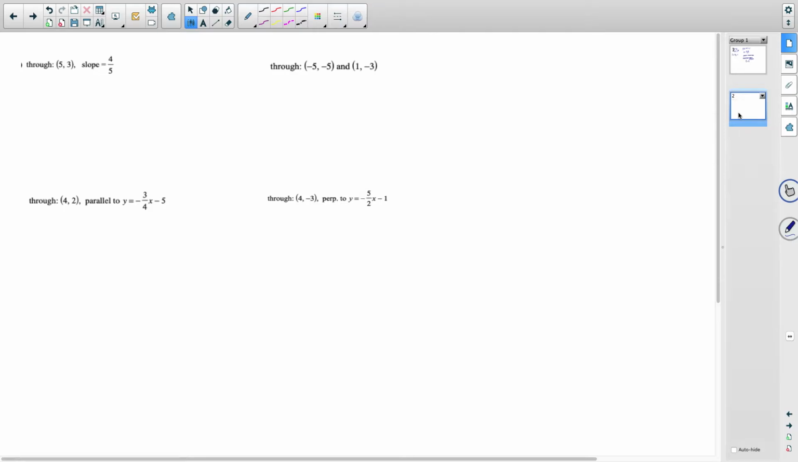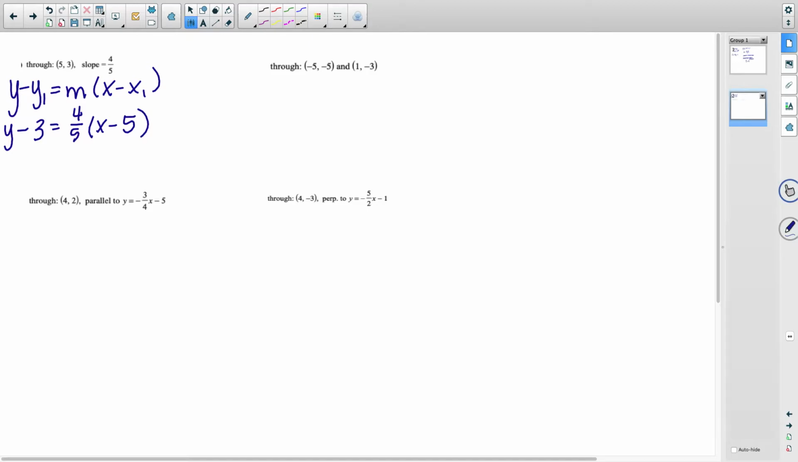Alright, so there are some different types of problems that you will see with this. The first problem that's up there has a slope of 4/5 and goes through the point 5, 3. So they have given you a point and they have given you a slope. So this is where we're going to use point slope form and plug it in. So we're going to do y minus y1 equals m times x minus x1. So we're going to do y minus 3 equals 4/5 times x minus 5. So you're plugging in your slope and your ordered pair.